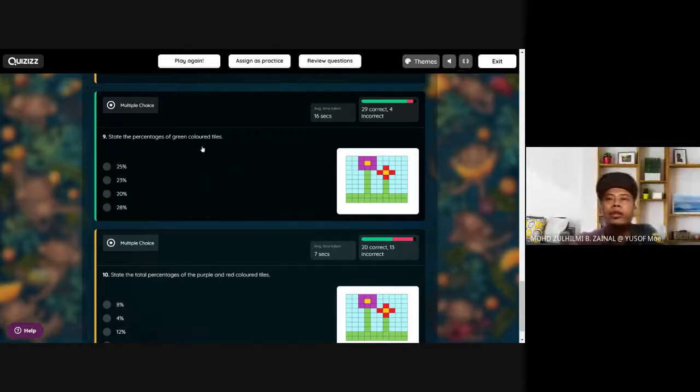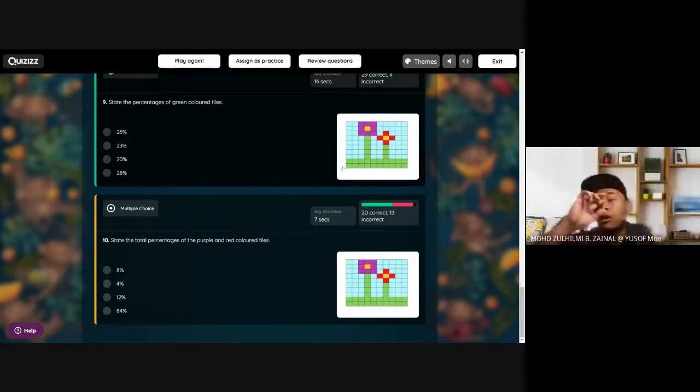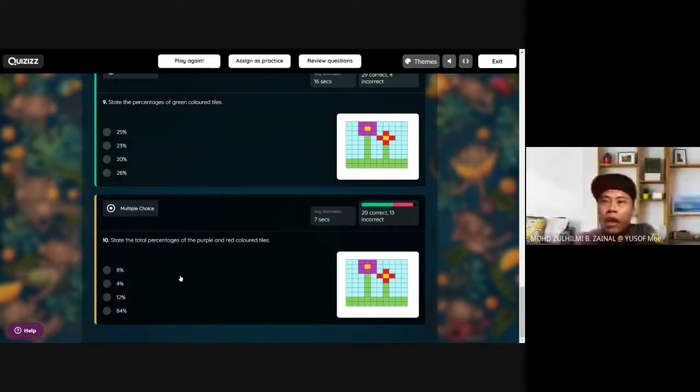State the percentage in green colour. This question is like a hot question, it gives you something colourful, a pattern, so you have to count, don't count everything. If it's green colour, you have to look at the green colour. Okay, and number 10 is very easy too, but this one wants 2 colours. So purple and red, don't count the others, don't count the yellow.